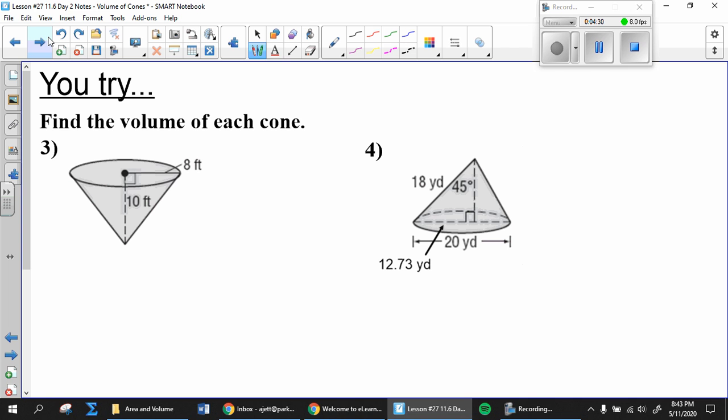All right, I want you guys to try these two examples. Pause your video, work them out, unpause it, and the answer will be there.